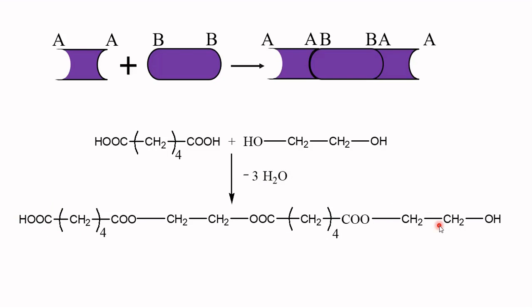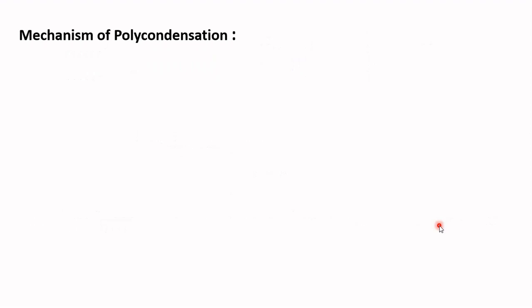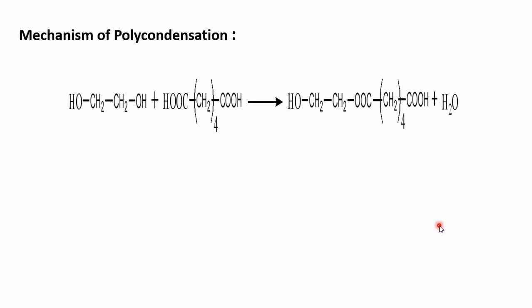Now, how does this polymerization process proceed? That is what we call the mechanism of polycondensation. For that, I am taking an example of a polymerization between two different monomeric units, that is AA and BB type monomers involved in the polycondensation. Here I have taken ethylene glycol and adipic acid. They combine together and eliminate a molecule of water to give this product. The product so formed has reactive groups at the ends. Here it is OH and COOH.